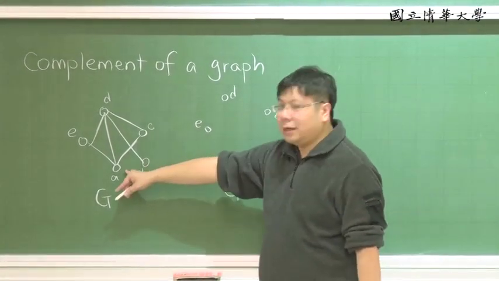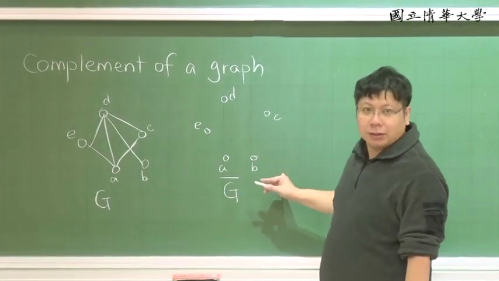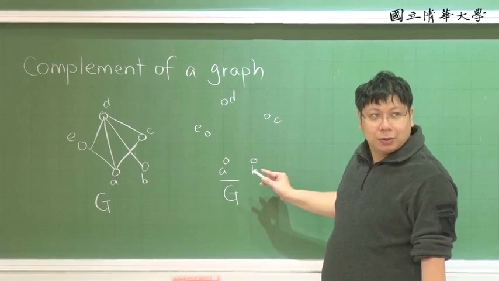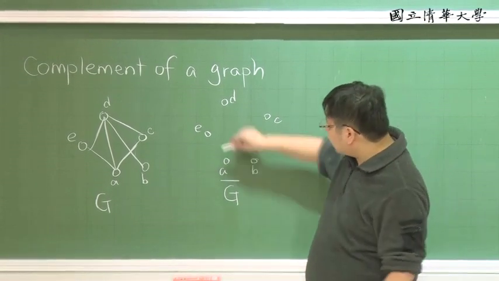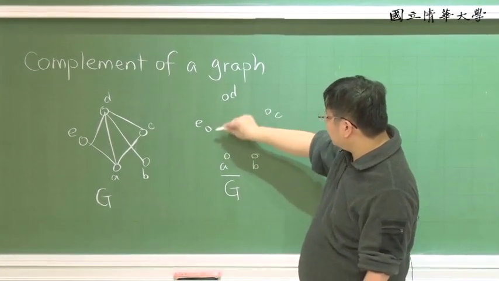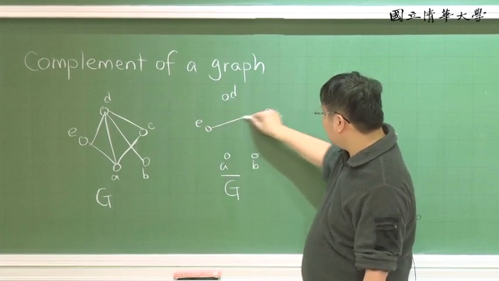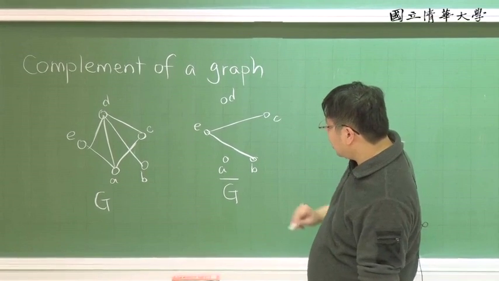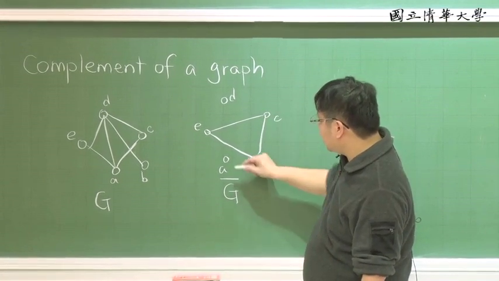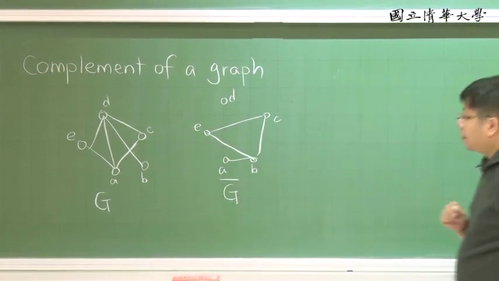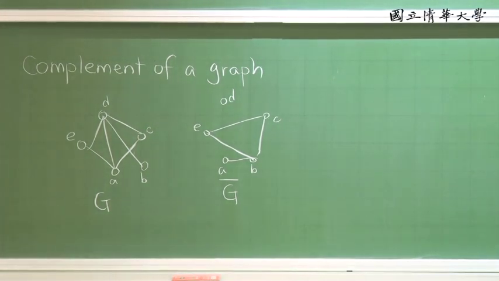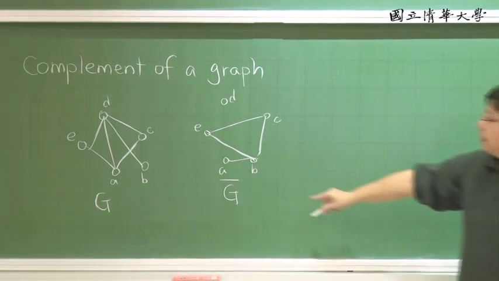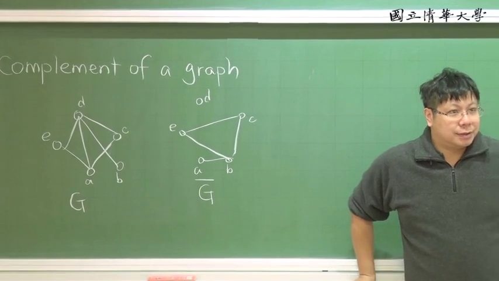There is an edge here if and only if there is not an edge here. So we have the edge to be in the complement. There is an edge AE, we don't draw it. There is an edge DE, we don't draw it. But there is no edge EC, we draw it. There is no edge EB, we draw it. There is no edge BC, we draw it. There is no edge AB, we draw it. Is that okay? So this is called the complement of this graph. Is that okay?